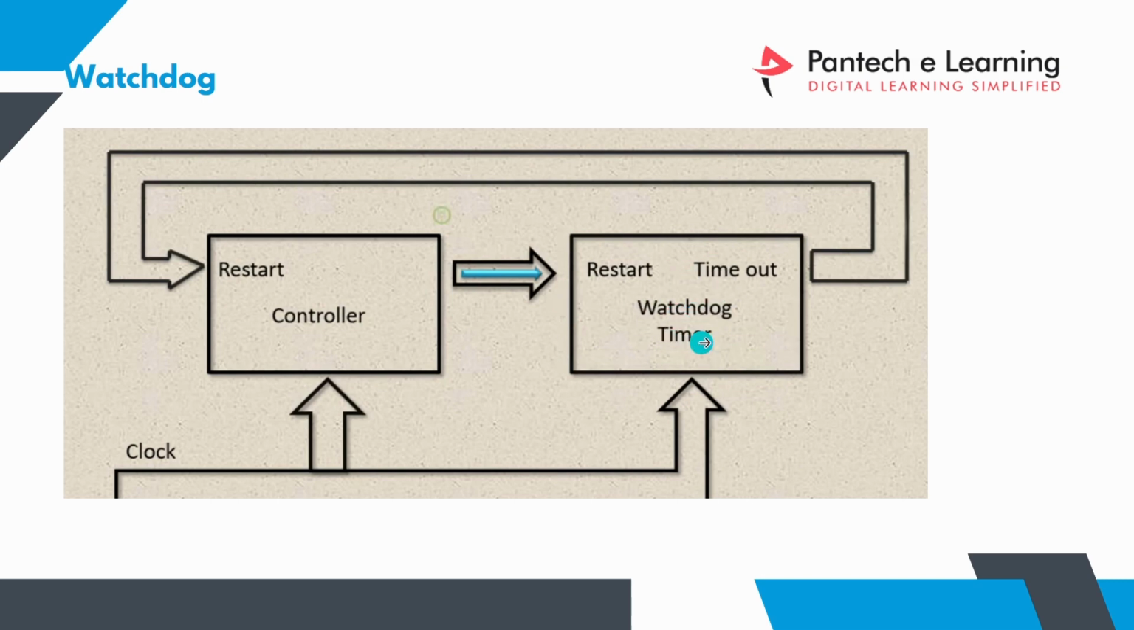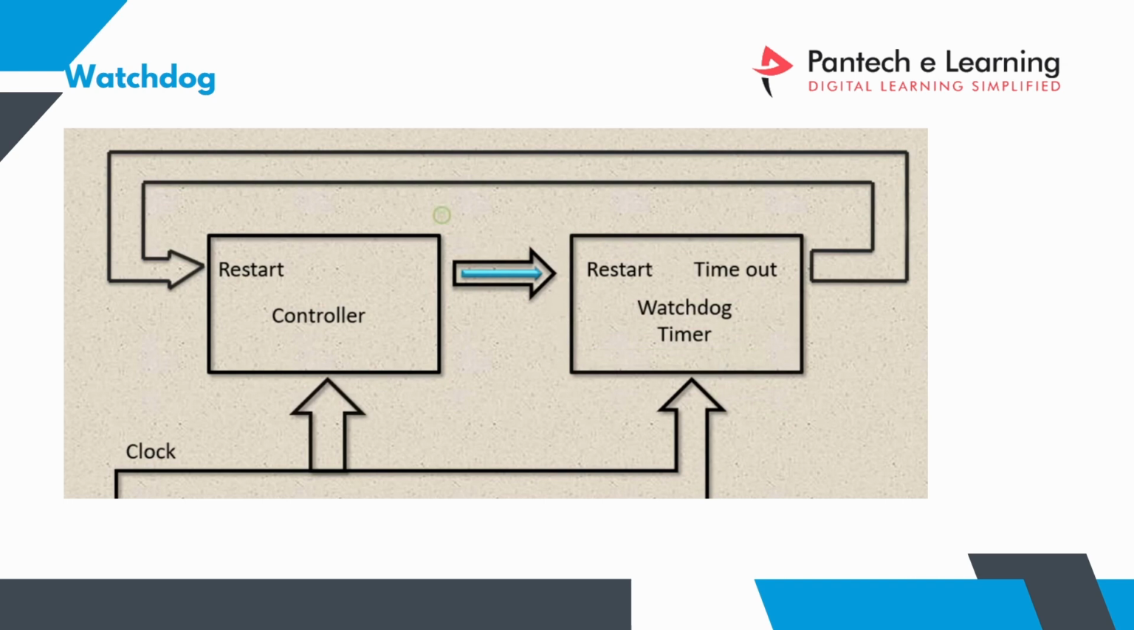What happens now is the timeout. What does timeout mean? It is the time we have given. So what is our reload value? The timeout will be our reload value, which is given in our reload value register. So we have to reset the watchdog timer before it reaches the reload value.